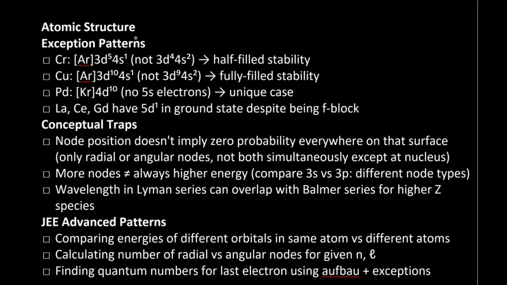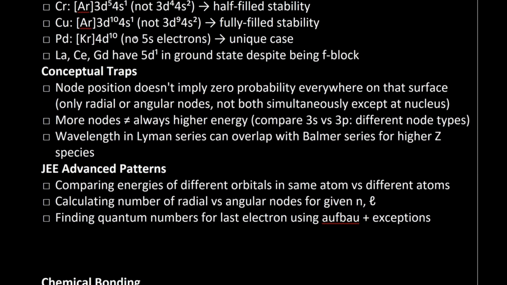Then what things you need to remember in atomic structure is don't forget about the exceptional cases of electronic configurations: palladium, copper, chromium, and lanthanum, cerium, gadolinium. And this graph type of questions, we already solved this, right? Wherever the cut happens, that is equal to one node. So node position does not imply zero probability everywhere on the surface. More nodes doesn't always mean higher energy. Okay.